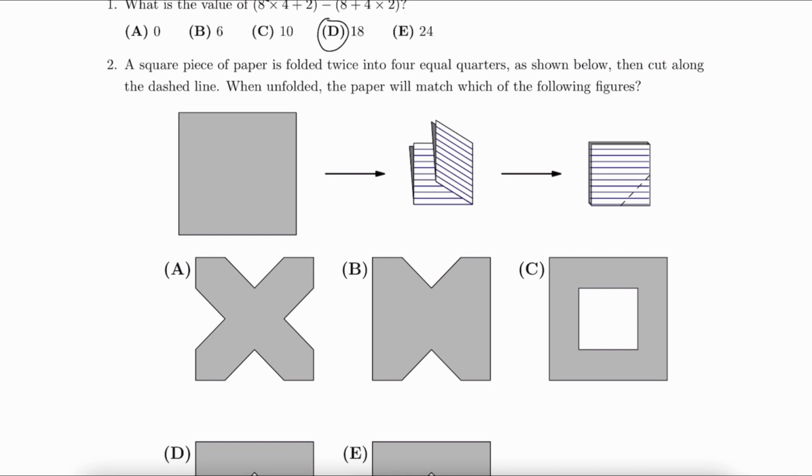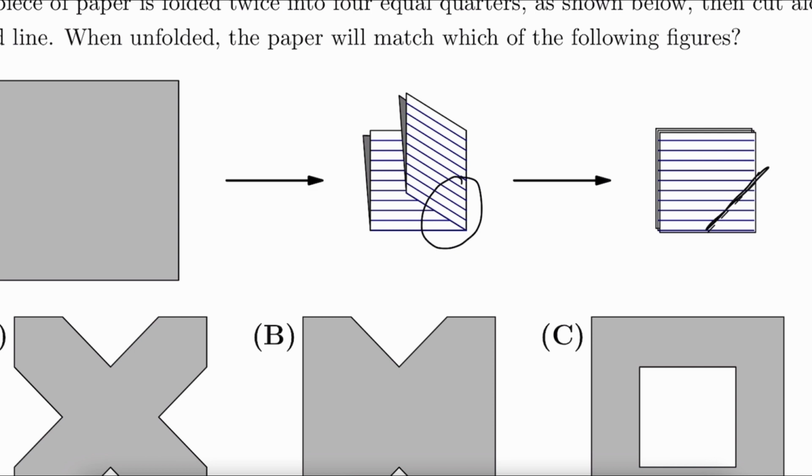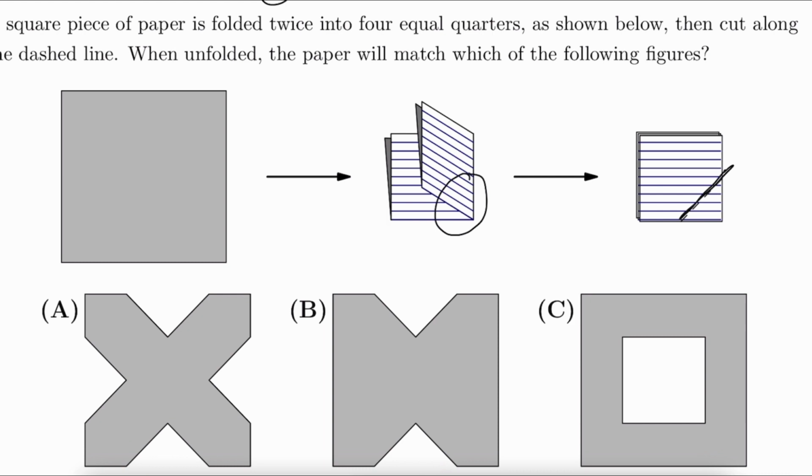Number 2 says, a square piece of paper is folded twice into 4 equal quarters as shown below, and then cut along the dashed line. When unfolded, the paper will match which of the following figures? Interesting. If you look at the middle diagram, this bottom right corner is actually the center. If you imagine the right-hand side folded to the left, and then you fold along the middle and fold up, then this corner corresponds to that. So whatever is being cut should be in the middle.